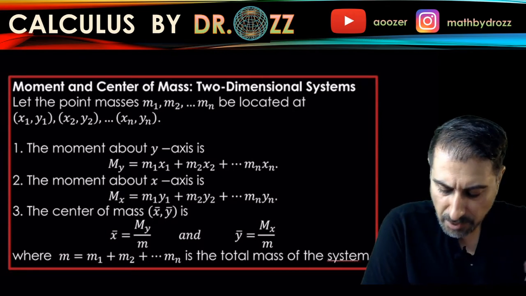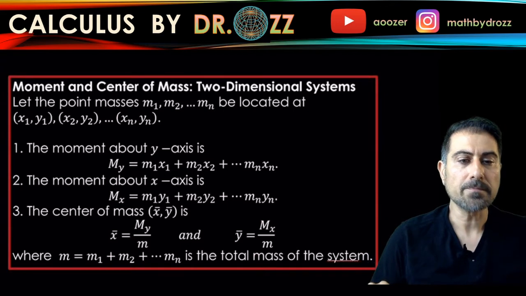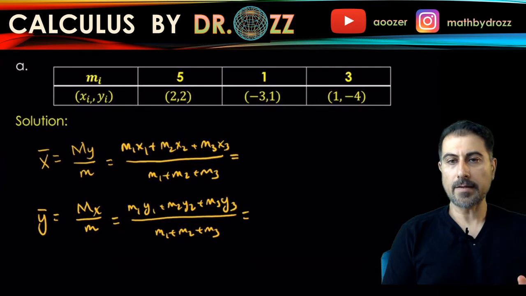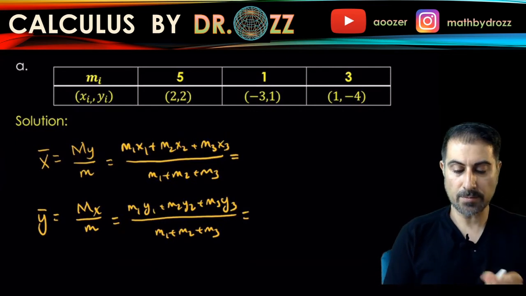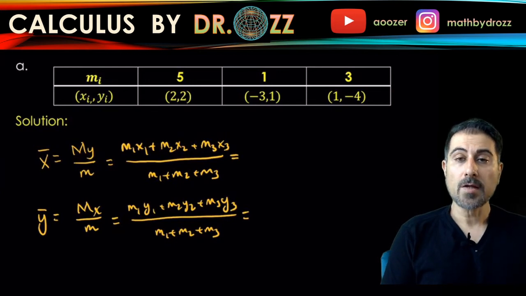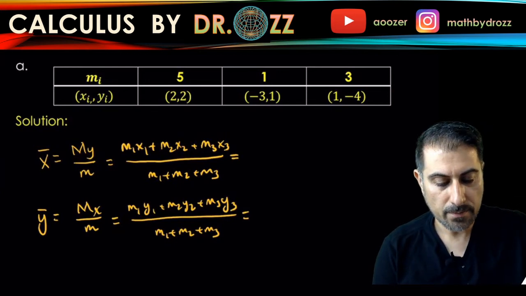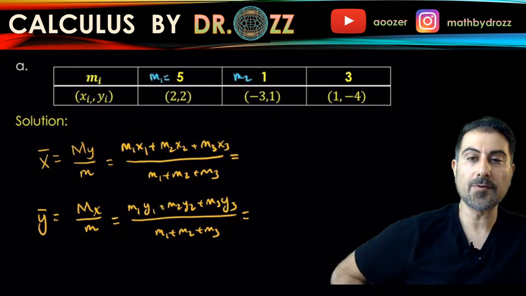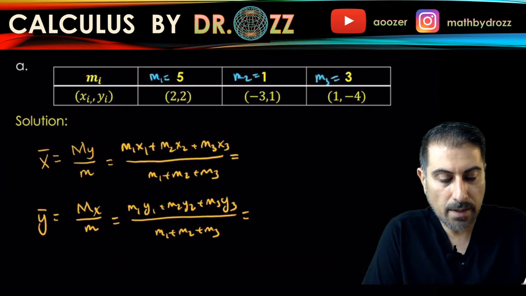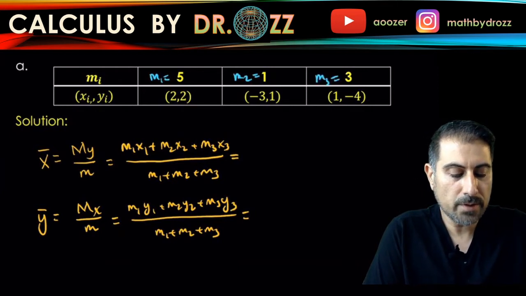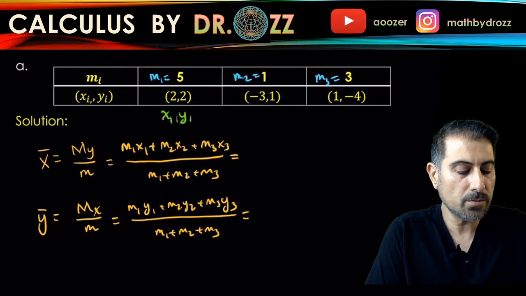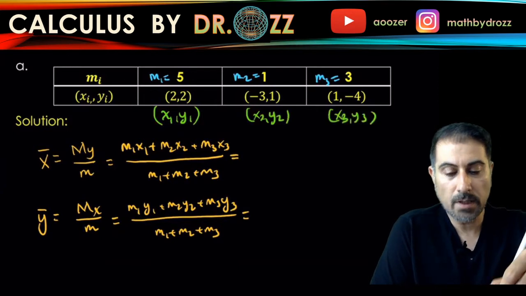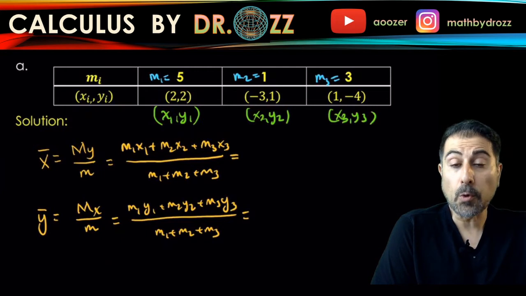All right. So why don't we go ahead and use the formula here. And here we go. So I just copied those formulas down. And since we're asked to find the center of mass, this is exactly what we need. Okay, so we have m1 to be 5, m2 to be 1, and m3 to be 3. And these are all x1, y1, x2, y2, and x3, y3. So these are all provided to us. So all we're going to do is plug in those numbers.